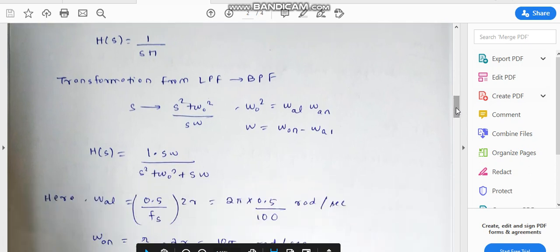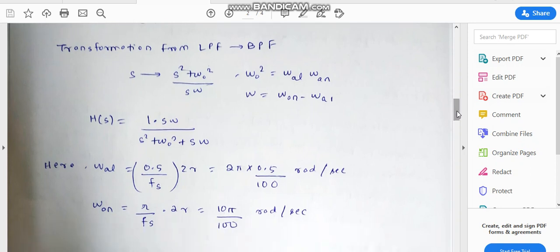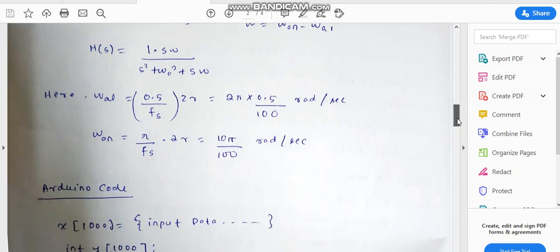So here, after taking the transfer function, we get s omega into 1 by (s square plus omega naught square plus s omega). Here omega L equals 0.5 by fs into 2 pi, that is 2 pi into 0.5 by 100 radian per second, and omega H is 5 by fs into 2 pi, equal to 10 pi by 100 radian per second.